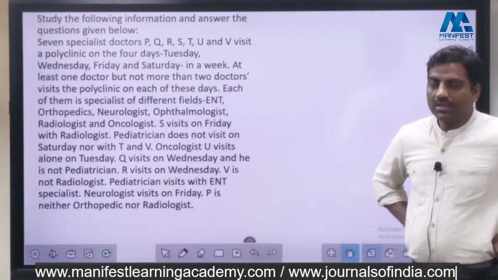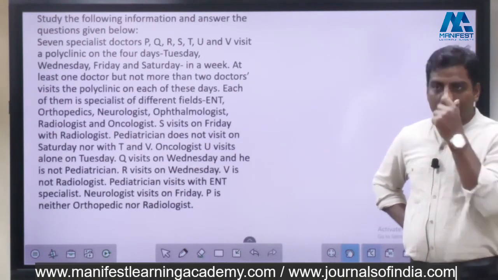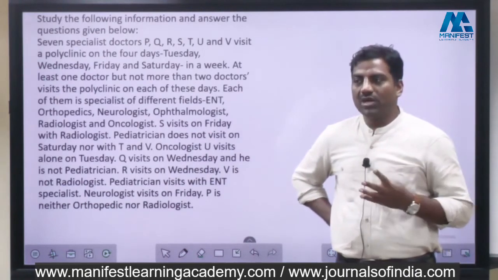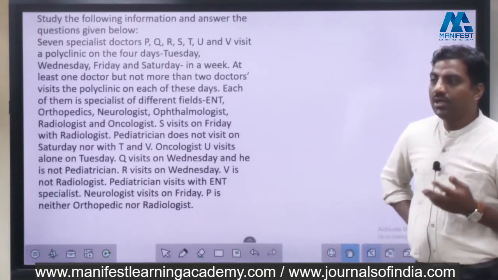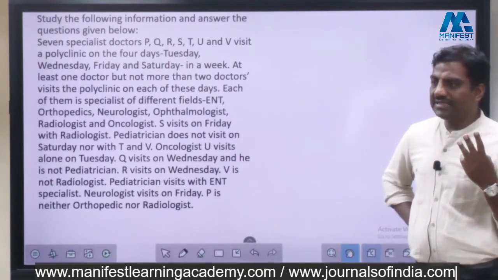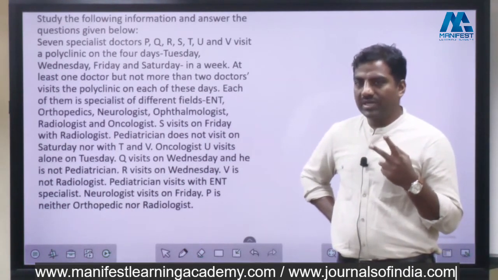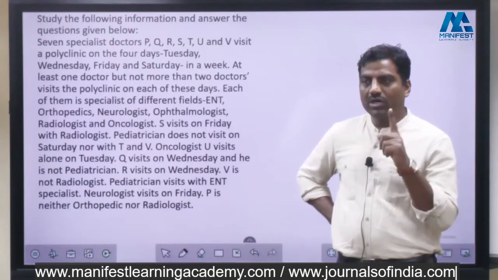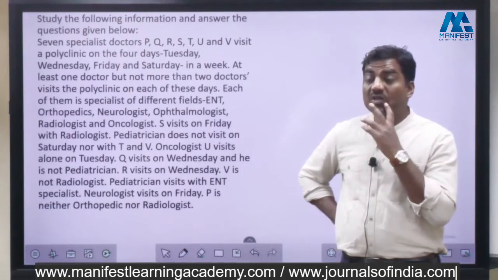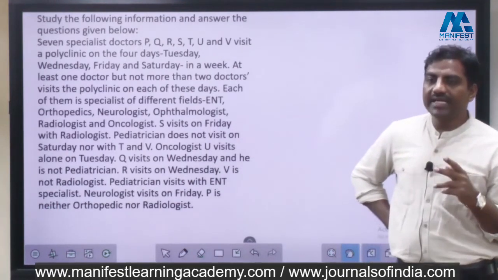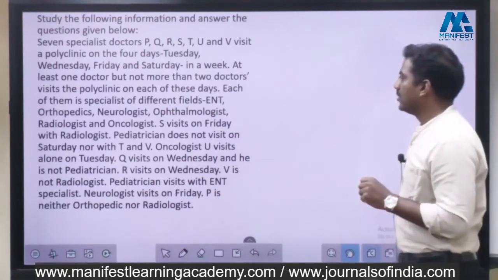So 4 days. If 2 of them visit every day, then 8 doctors have to come. If only 1 of them visits every day, then only 4 of them have to be accommodated. But here there are 7. That means 2 doctors will come on 3 days, and on 1 day, only 1 doctor will come. That is the understanding: 7 doctors and 4 days. On 3 days, 2 doctors will come. On 1 day, a single doctor will come. Okay.